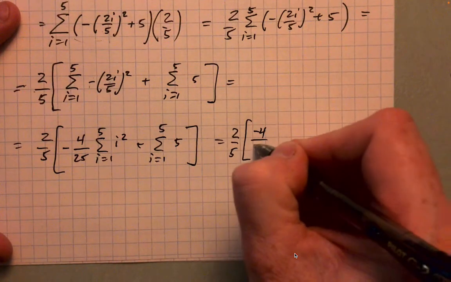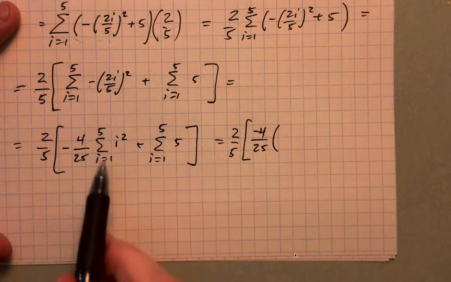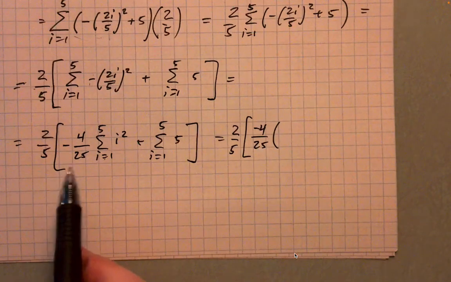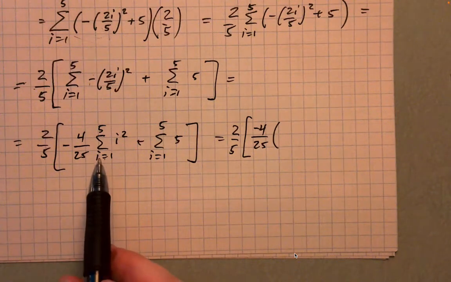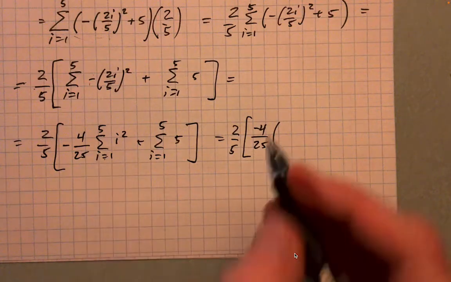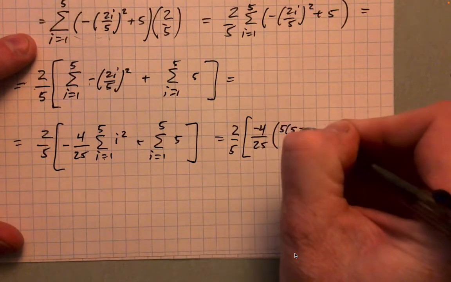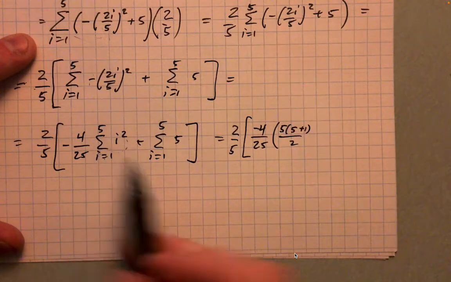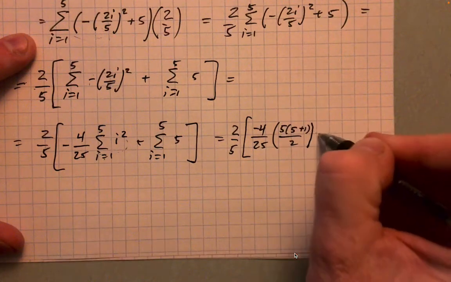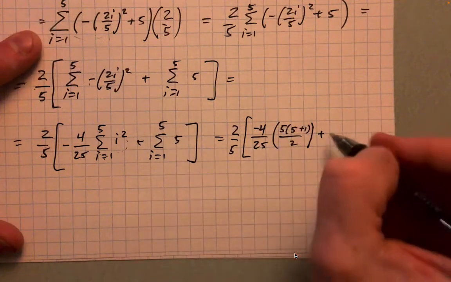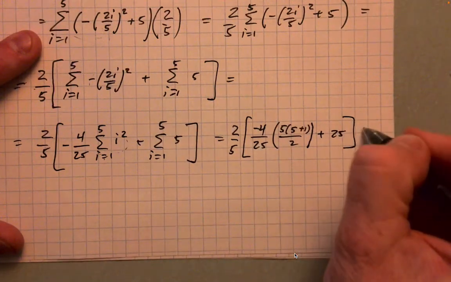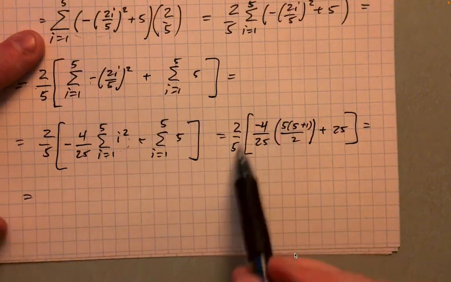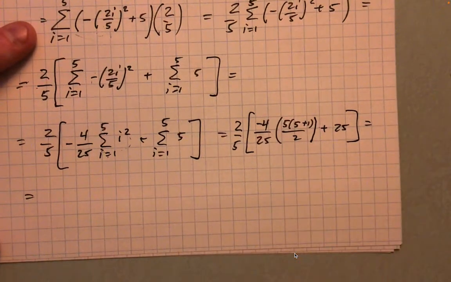Negative 4 over 25, and then what is this? I think if we recall, this was (n plus 1) over 2, correct? Yep. So this would be (5 plus 1) over 2. That's this one. And then plus what? Well, 5 times 5, plus 25. Okay, and so now everything is just a number. You could easily calculate this.